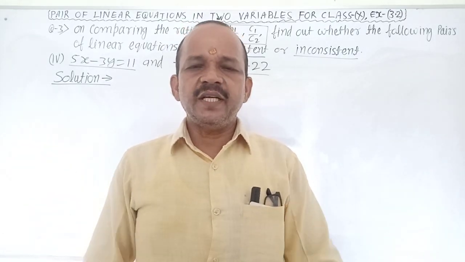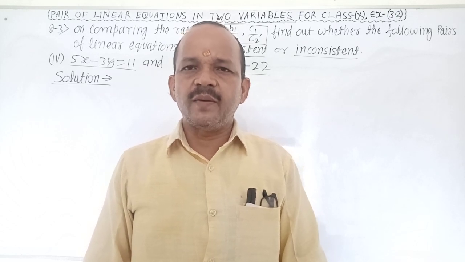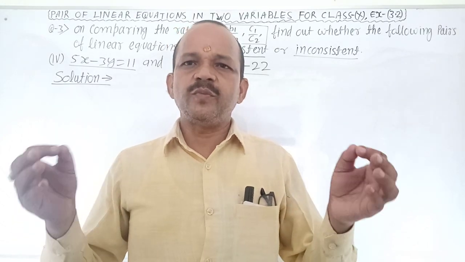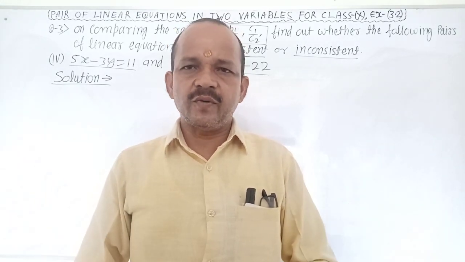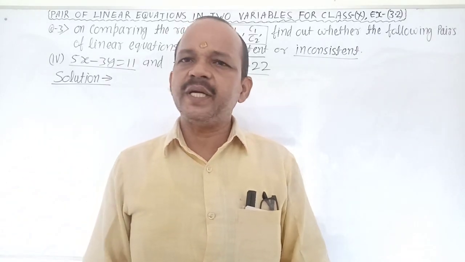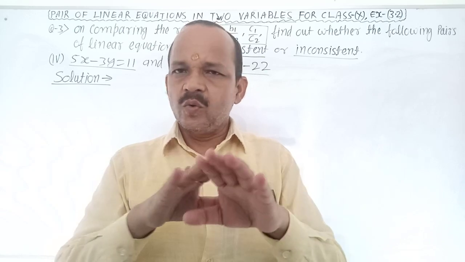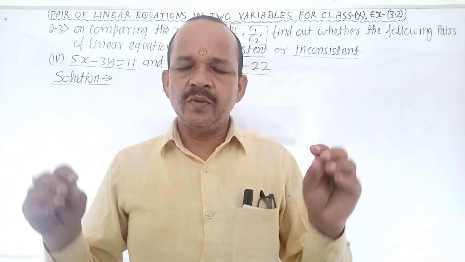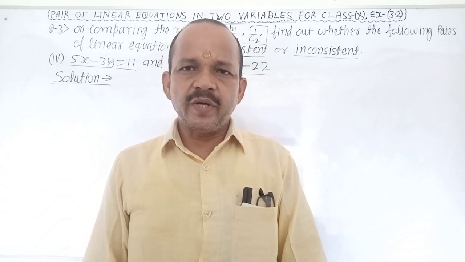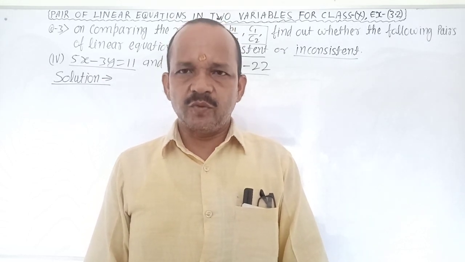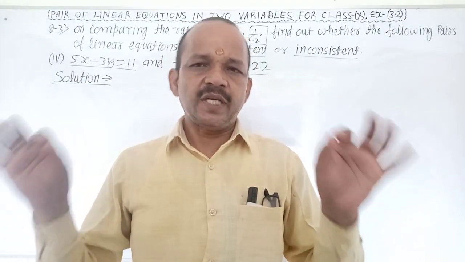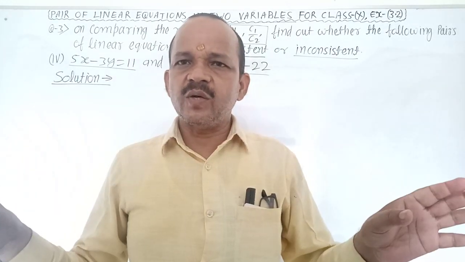Very good. Firstly, I want to describe the form of a pair of linear equations in two variables, because you can ask me what the form is. It is new for you, so you can ask very easily. a1x plus b1y plus c1 equal to 0 and a2x plus b2y plus c2 equal to 0. It is the form of a pair of linear equations in two variables. It is clear, no confusion about it.